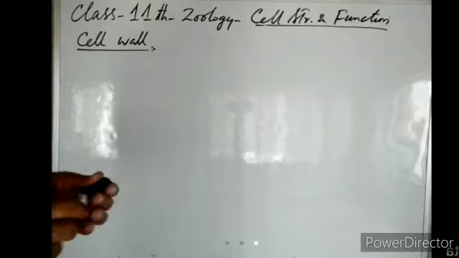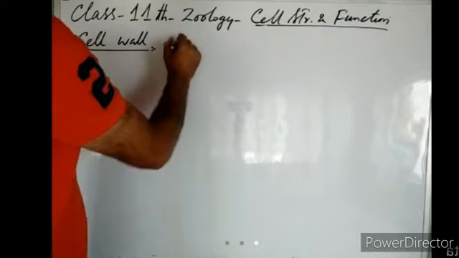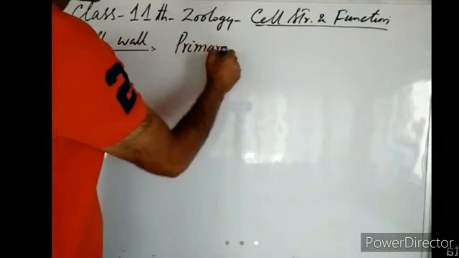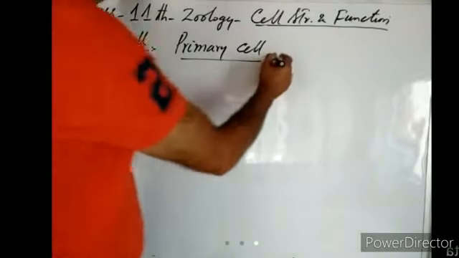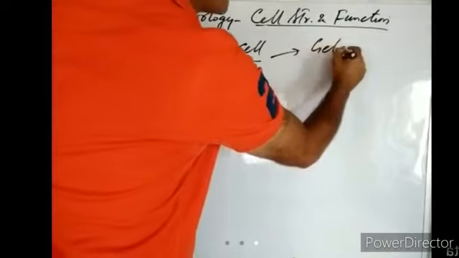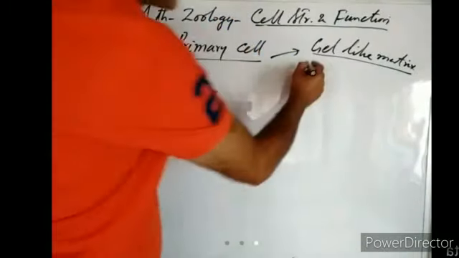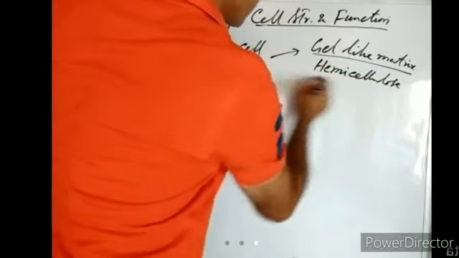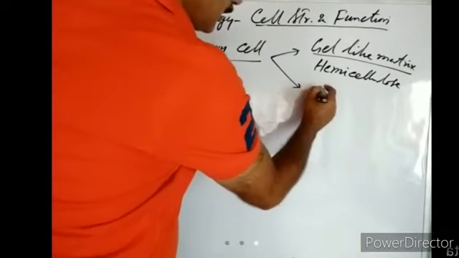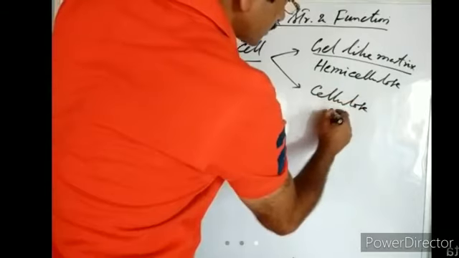Okay. So yesterday we were discussing the cell wall. Yesterday we discussed the primary cell wall. Now you know this primary cell wall is formed of a gel-like matrix. What is that gel-like matrix known as? In the primary cell wall, there is a gel-like matrix of hemicellulose. Then in this matrix, there are these cellulose microfibrils.